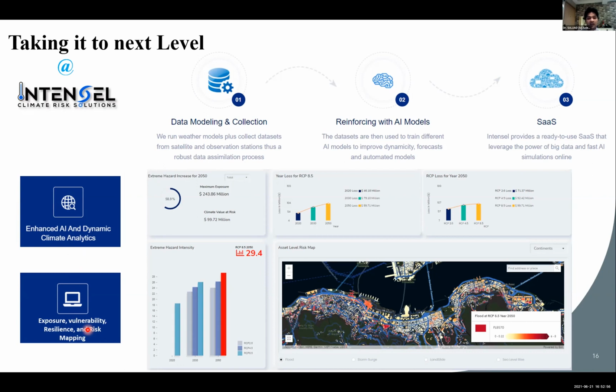A number of climate and risk related analytics are included in this one. So it can be compared to each other, or it can help us quantify the dollar losses for each asset under different climate scenarios as presented by IPCC.